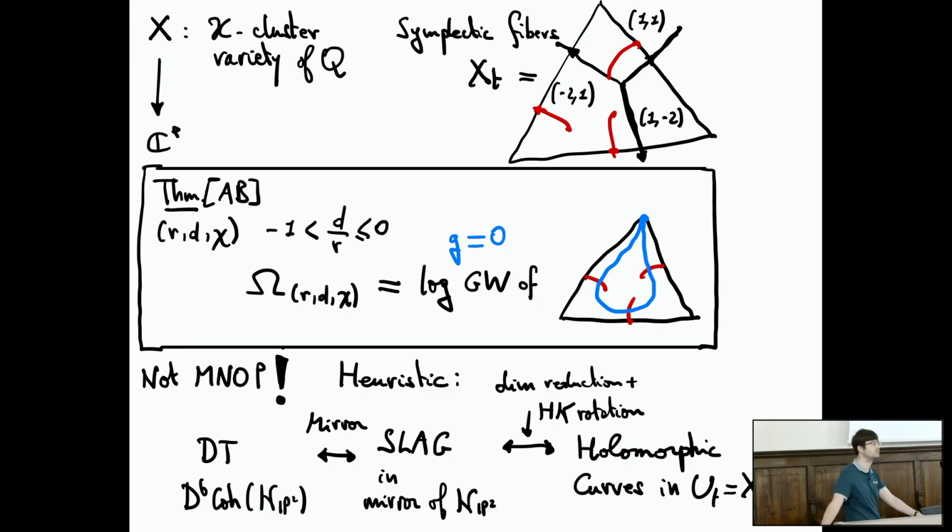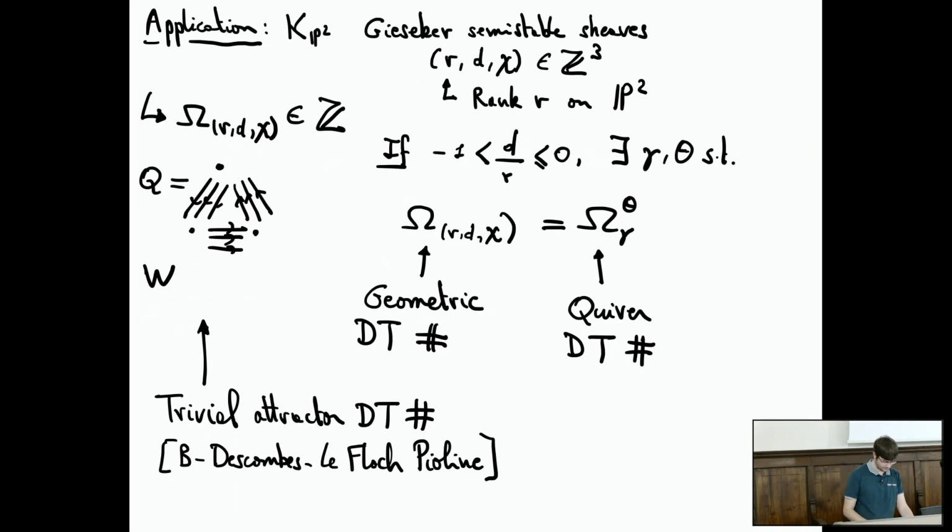Can you maybe recall how this numerical condition on the slope comes in, and also in the result that you relate the DT invariants of this guy with that of the quiver? Yeah, so this condition is just a condition which guarantees that there is no wall if you go from this Gieseker stability to some stability which has a quiver description in terms of this particular quiver.